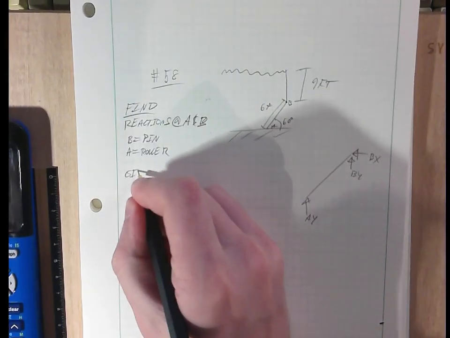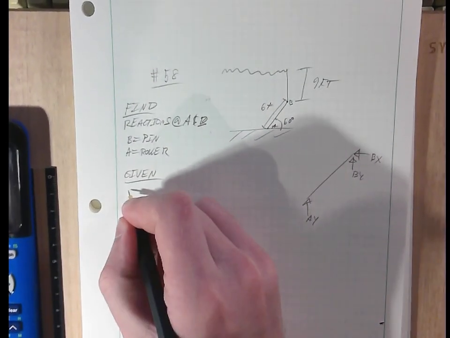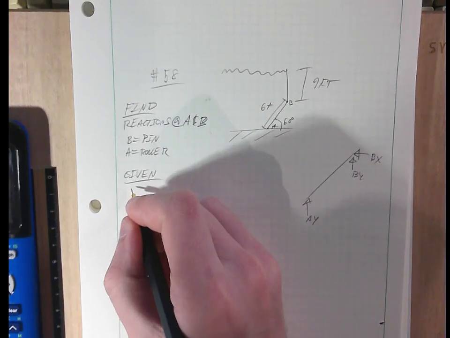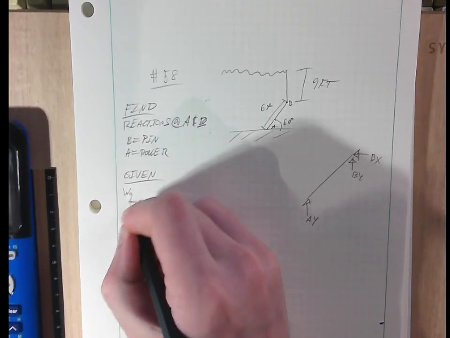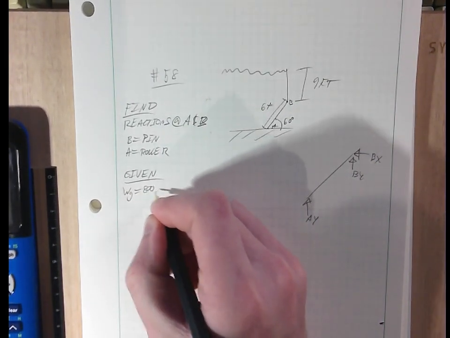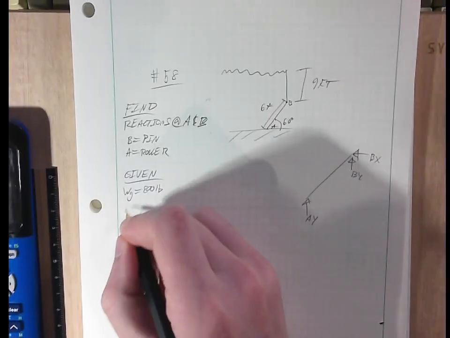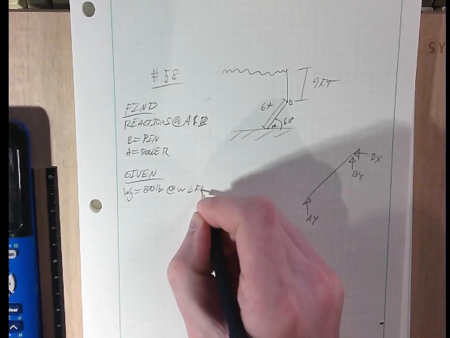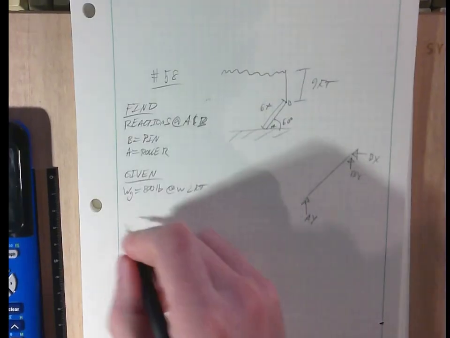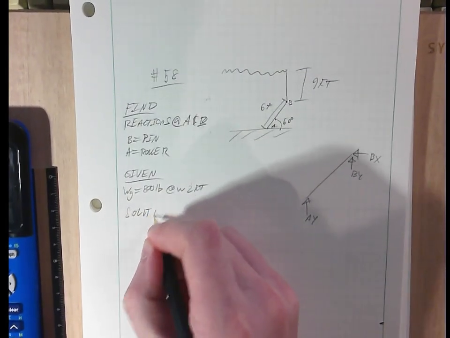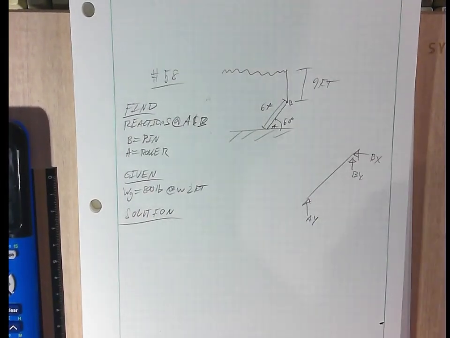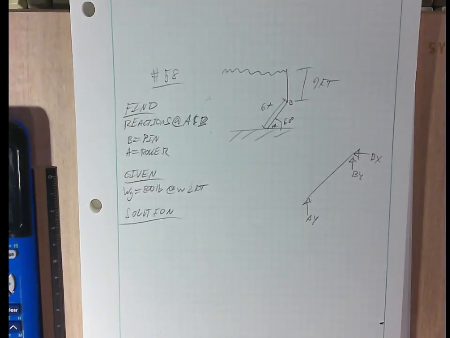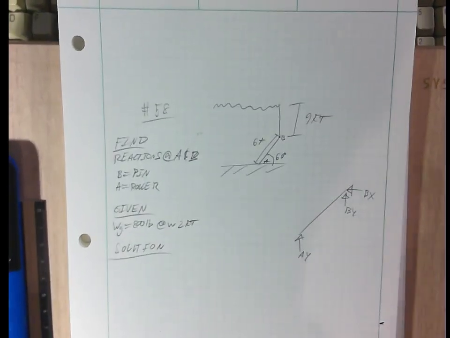And we're given that the weight of the gate is 800 pounds and the width is 2 foot. Okay. Solution. There's a few things you need to know. I'll write them at the top right here really quick.